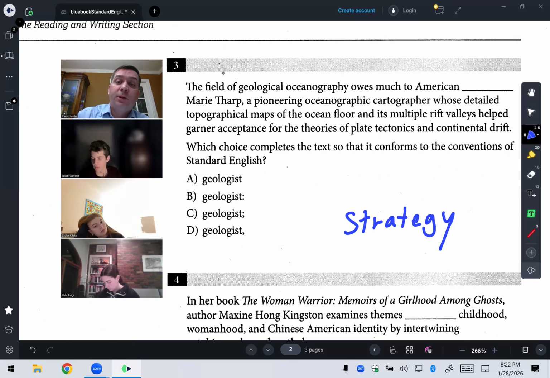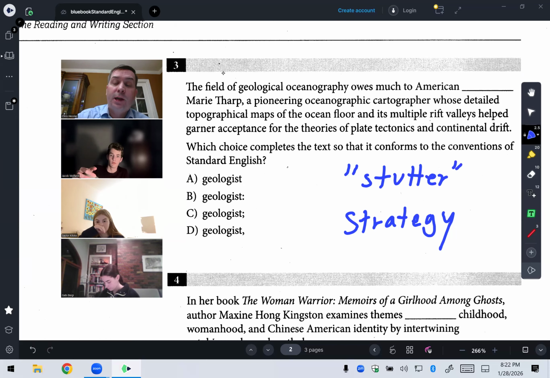I have a strategy for this type of question. I'm calling it the stutter strategy. So the idea is that any type of punctuation is going to create a pause, and any unexpected or unintended pause we would consider to be a stutter. So I'm going to read it both ways. I'm going to read it with a pause. I'm going to read it with no pause at all. So here it is with a pause.